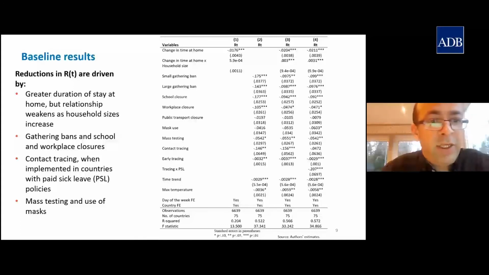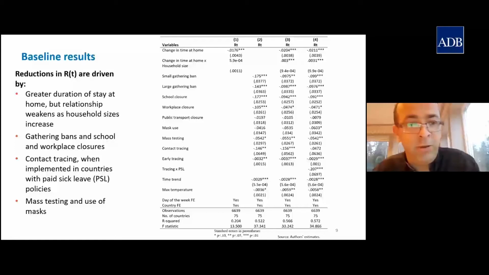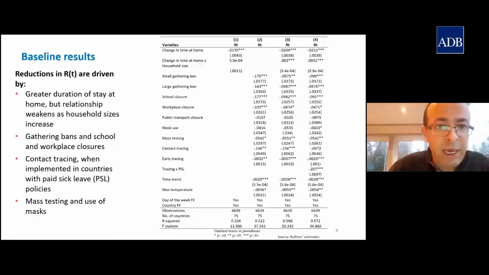So the baseline results look like this. We first start with a very simple regression of the effects of mobility alone. We find a highly significant effect of people staying home more, which is to be expected. If we compare that to looking at the effects of the policies themselves, the basic policies, we find a lot more explanatory power, however. And we find that a lot of the effects come from gathering bans, from school closure, workplace closure, et cetera. Other measures also have effects: mass testing, contact tracing, doing contact tracing early.